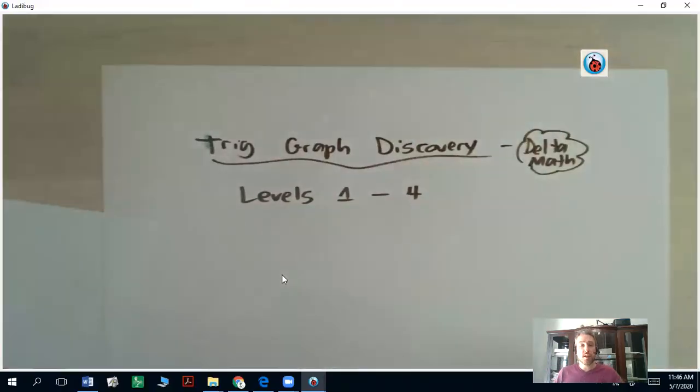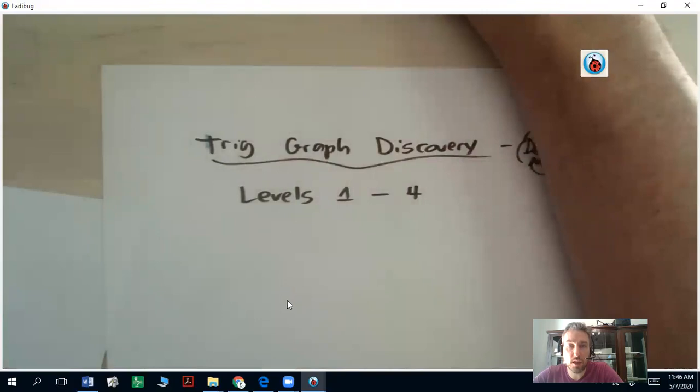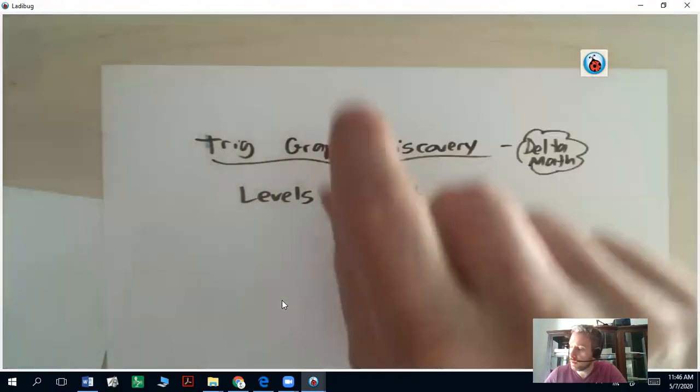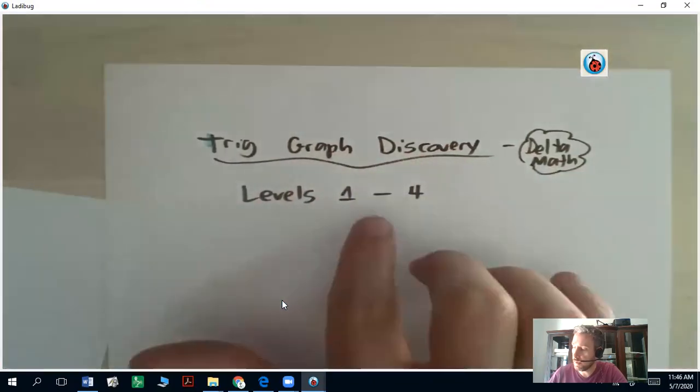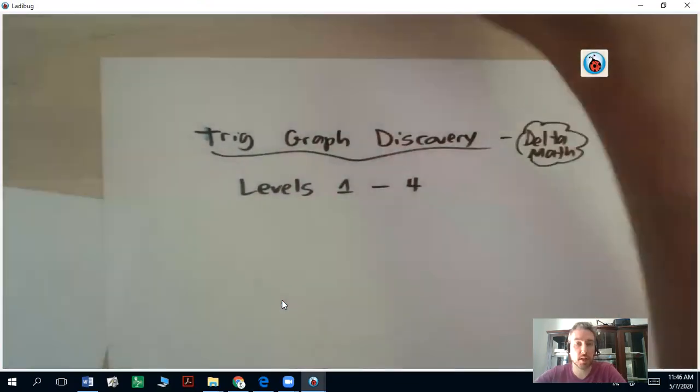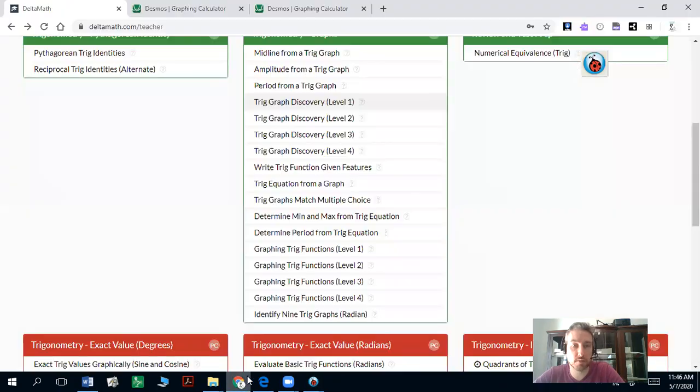All right, I'm going to focus on a couple things from Delta Math that you're going to have to work through. I want to look at the specific skills called Trig graph discoveries. It has 4 different levels, so I'll do a couple from each level so you can see the increasing difficulty of them, okay? So let's start with a basic one.